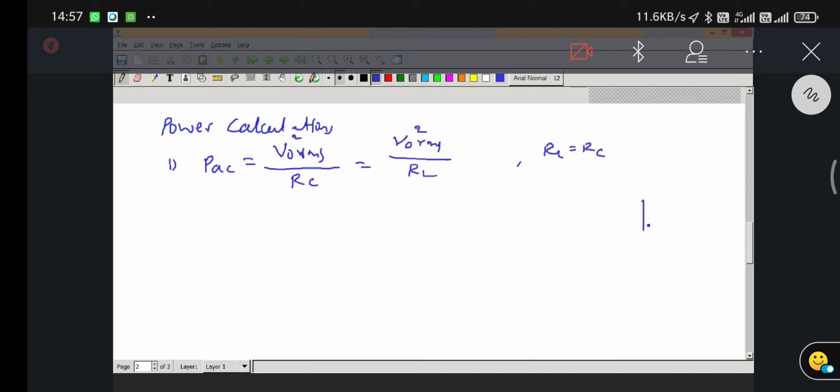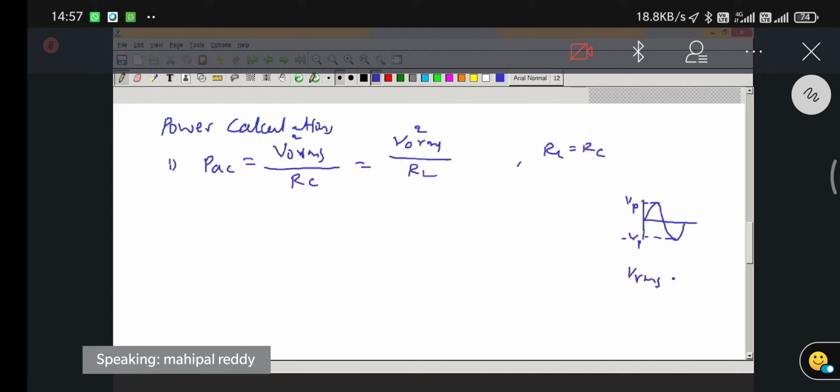Here, if you have a sine waveform like this, this is the peak value, and these are the peak to peak values, VP and minus VP. For this waveform, what is the RMS value? Anybody can tell me? Post your answer: the RMS value of the sine waveform.